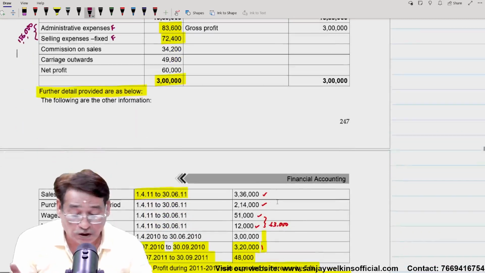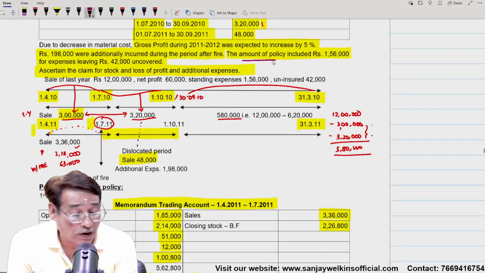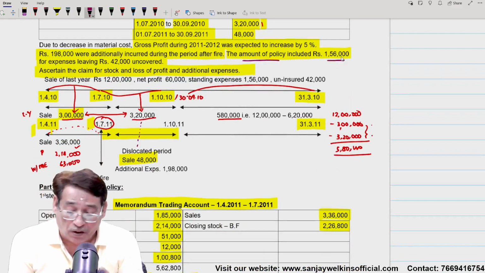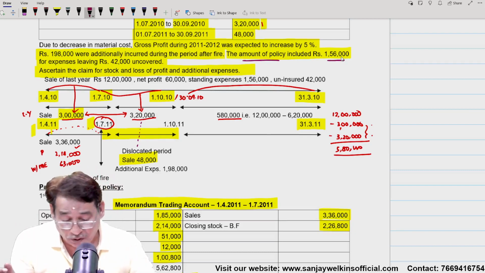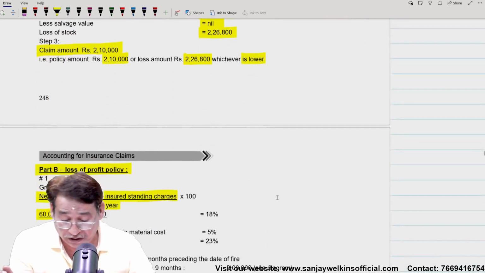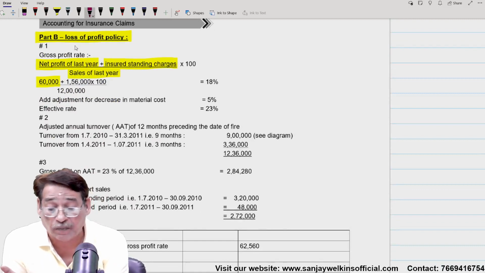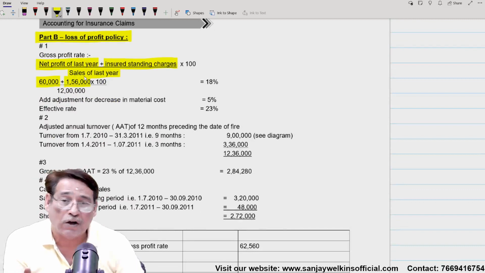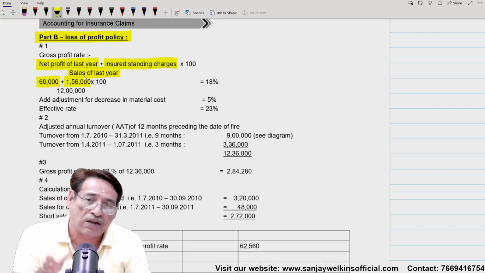Now the question below says that the amount of policy includes 1,56,000 for expenses. That means 1,56,000 worth of expenses are insured. So when I compute the gross profit rate, the net profit of last year is 60 and insured standing expenses will be 1,56,000. Is it clear to you? Insured standing expenses means all the standing expenses have been insured.